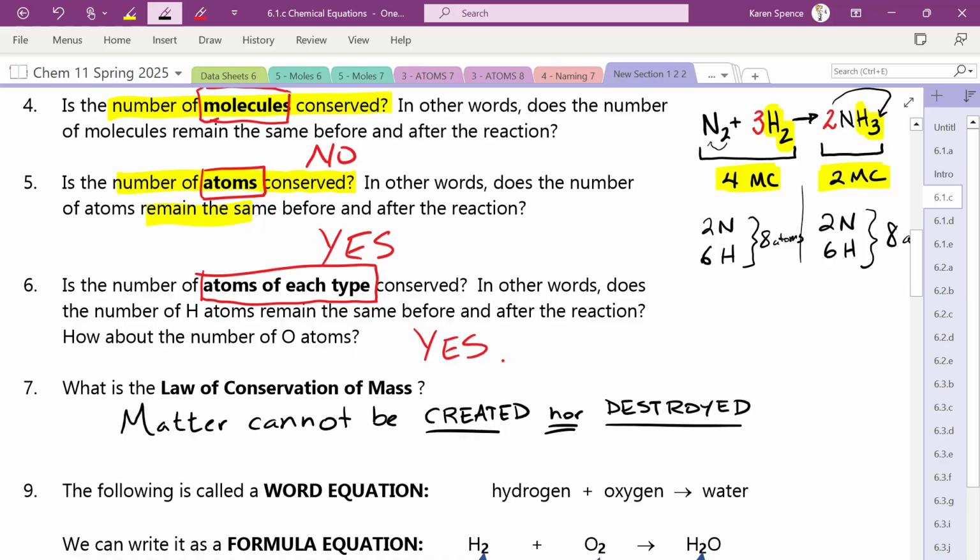And what that's saying is you cannot take an N atom and obliterate it. It cannot just disappear. That's why you have to start with 2 N atoms and finish with 2 N atoms. You can't have a different number at the beginning or the end. Matter can only be transformed. That's why we don't necessarily have the same number of molecules, because we just have different molecules.